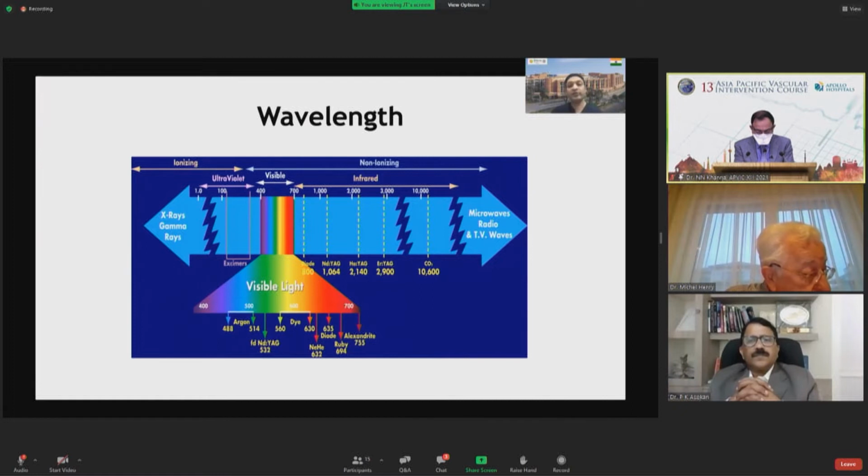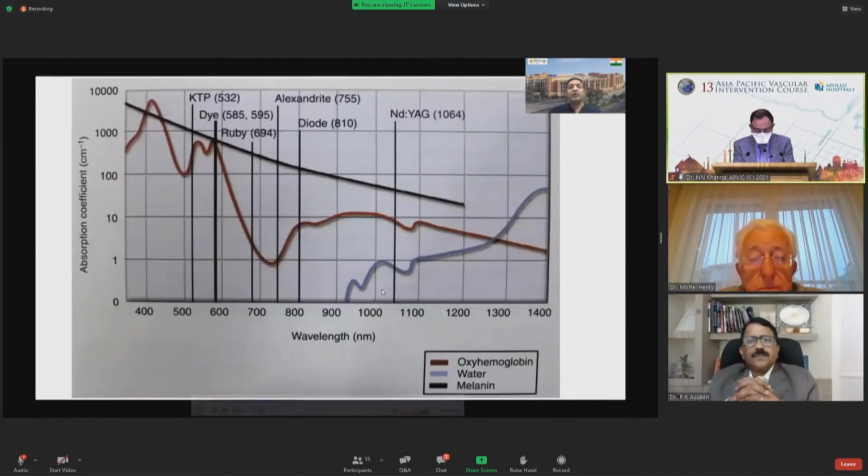Similarly, a CO2 laser can have a wavelength of 10,000 nanometers, which can have a very deep effect. The larger the wavelength, the deeper it goes. So it's a very simple mechanism. There is another thing: different chromophores have different affinity for lasers.